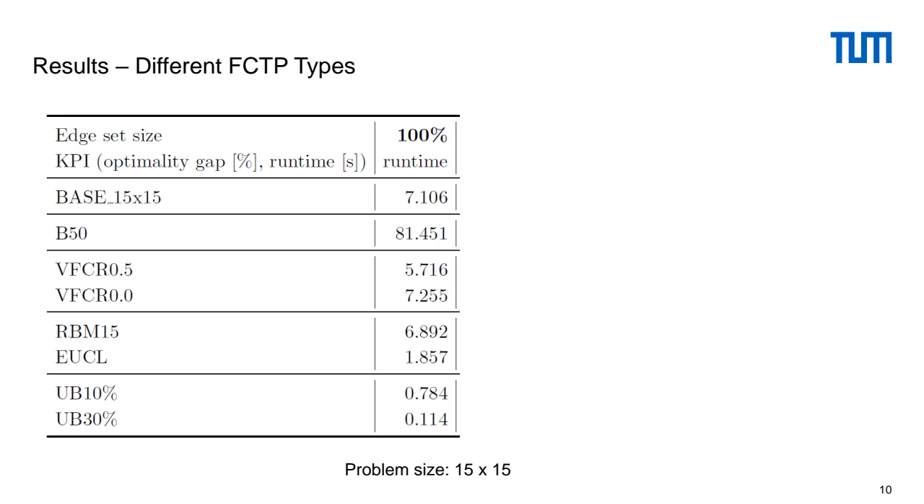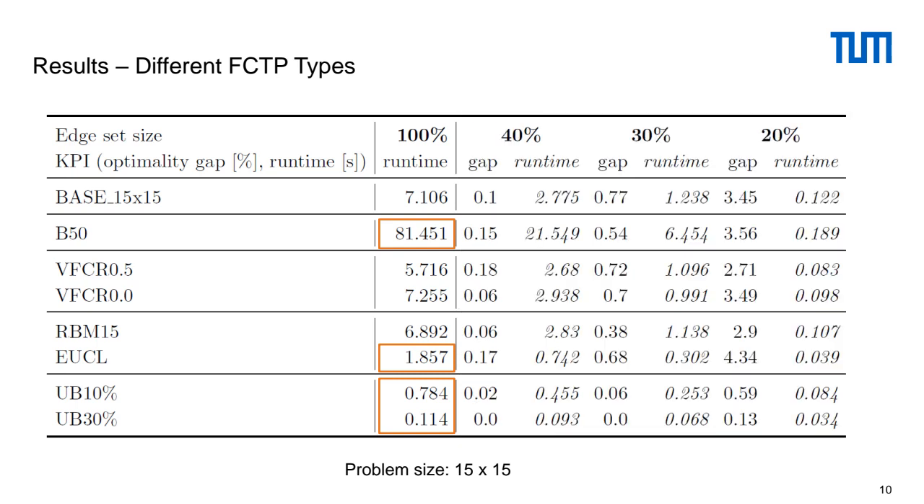The main takeaway is that the parameters do have an impact on the Gurobi runtime. For example, B50 has significantly larger runtimes than the base configuration. On the other hand, as soon as you have some unbalancedness, so some surplus of supply, runtimes go down. But what's interesting is that despite these differences in runtime, the quality of our prediction is very stable. It's very similar for the different problem types if you look at the optimality gaps.